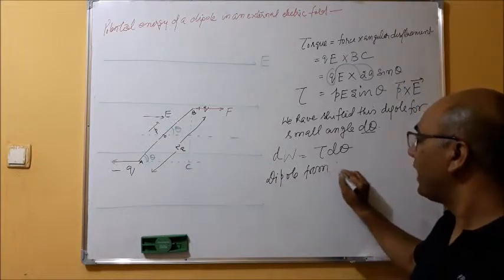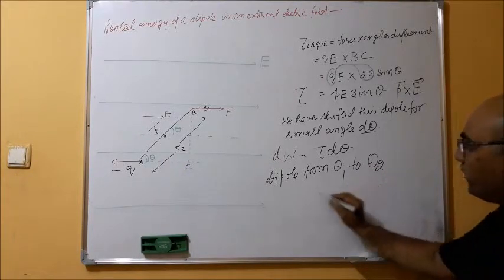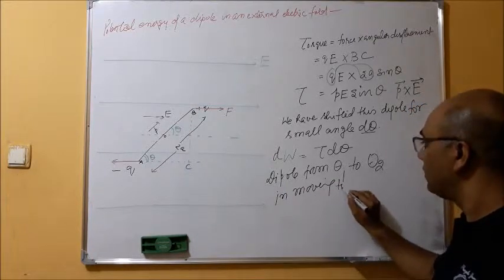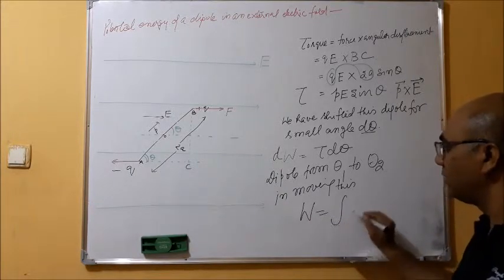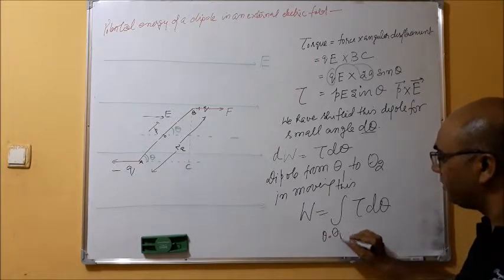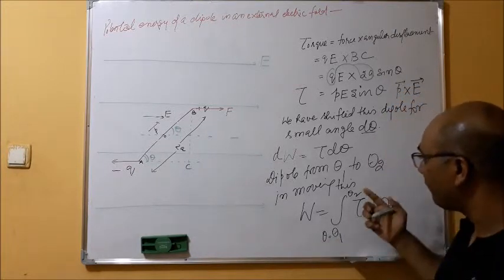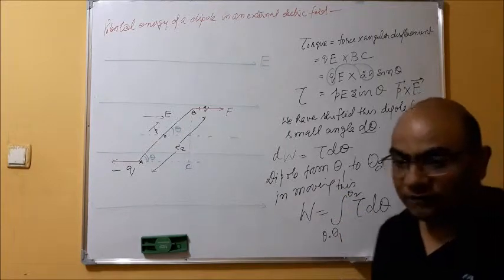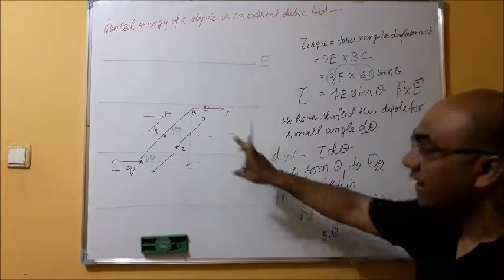And if I want to move this dipole from angle theta 1 to angle theta 2, then in moving it, the work done will be given by the integral where theta goes from theta 1 to theta 2. In this way, if I integrate from the angle theta 1 to theta 2, I will get the total value of work done on this dipole.